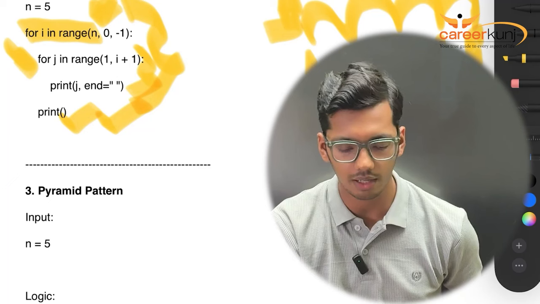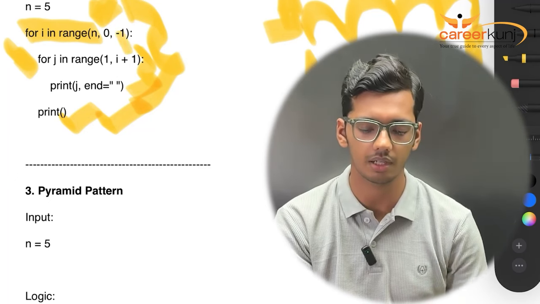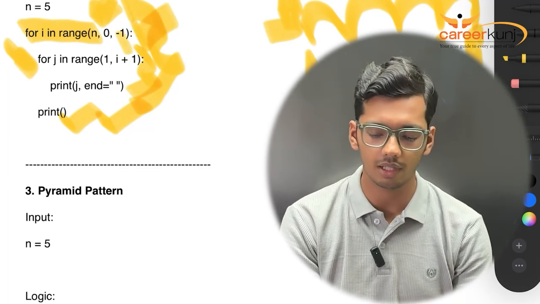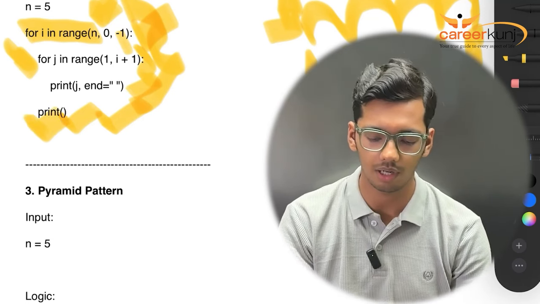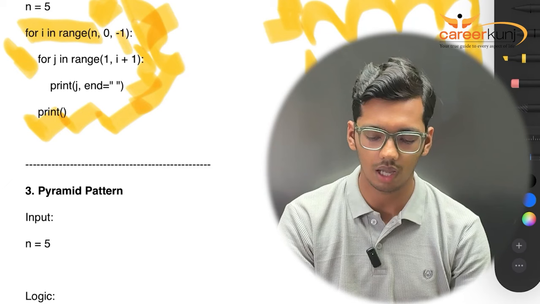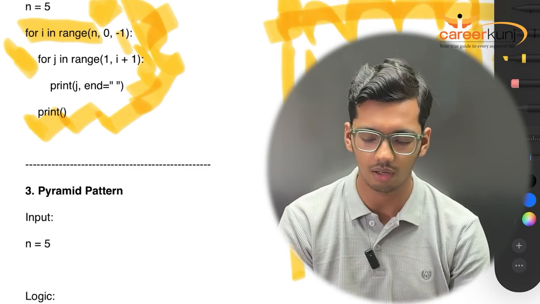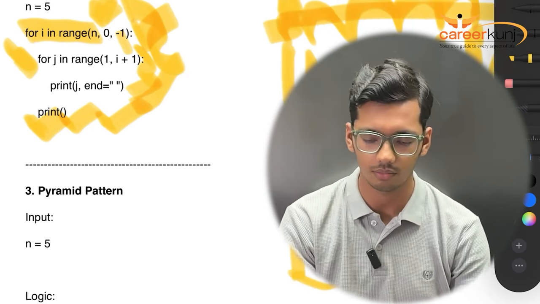Now my value of i has become 3, because I used -1 as I said before. So again it will go 1, 2, 3. In the next iteration again it will do print. It will do 1, 2 and then 1. So now I have an inverted triangle of numbers. Easy, right?